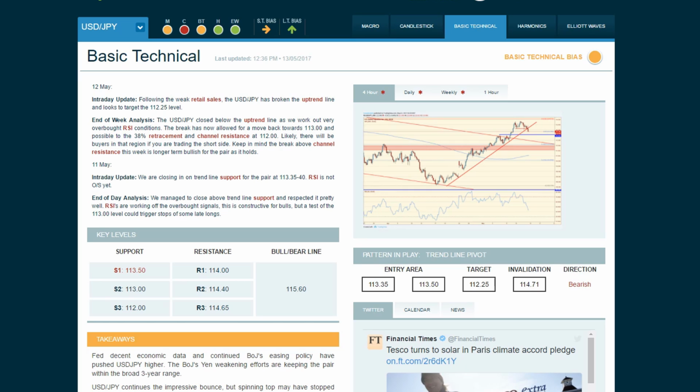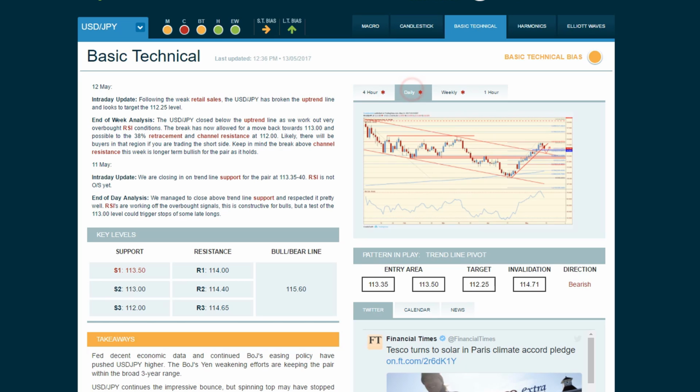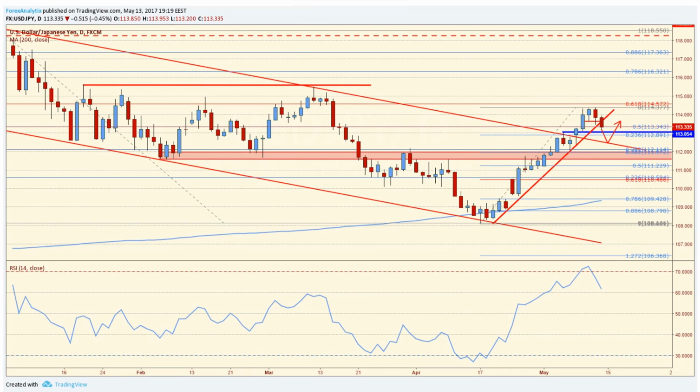So if you look at the dollar yen, on the daily chart, the dollar yen just snapped a nice uptrend line that we've had for the last couple of weeks. And even though we're outside of channel resistance, it does look like the dollar yen could pull back to maybe as low as 112, which is a 38% retracement of this entire move.